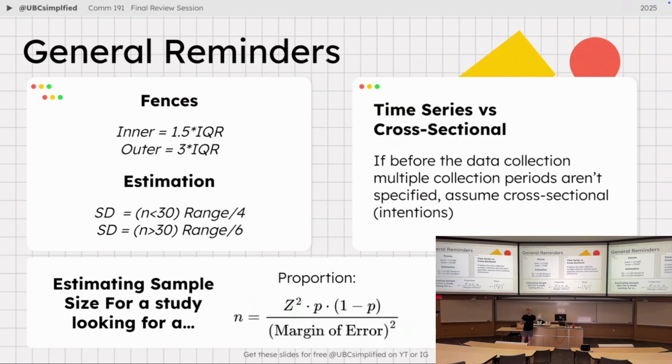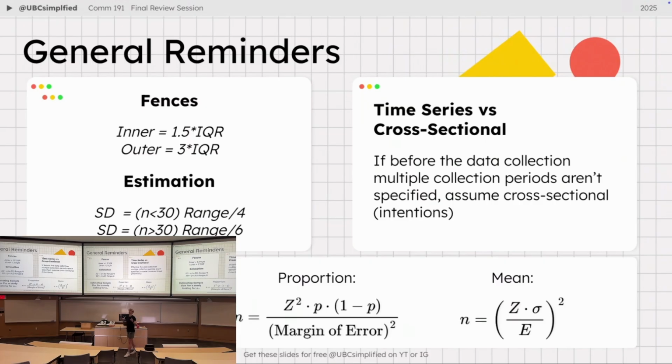If you want to make estimations about a roughly normally distributed data set, if your n is smaller than 30, you take the range, which is the max minus the min, and divide that by 4. If it's above 30, you divide that by 6. That'll give you a good estimation for the standard deviation if you don't know much else about it.